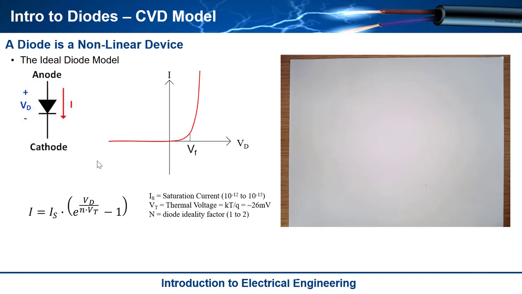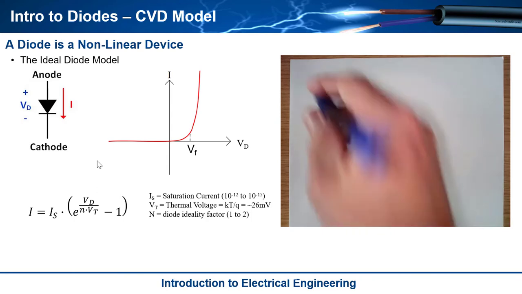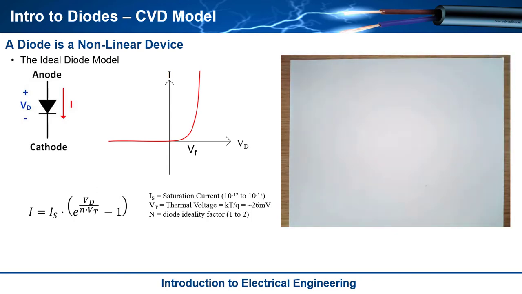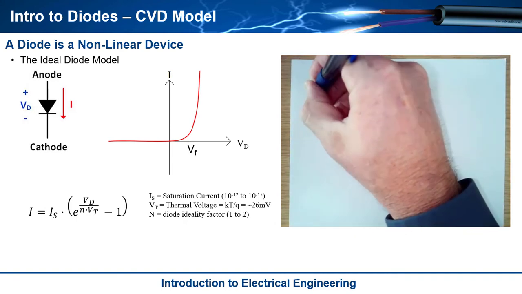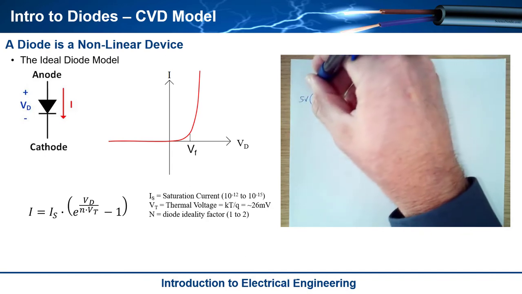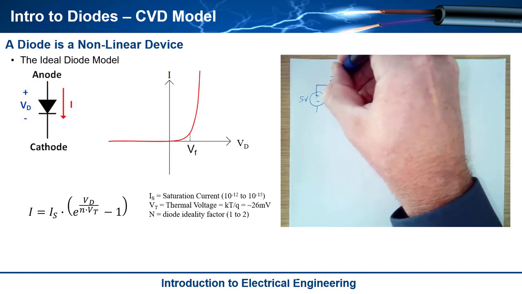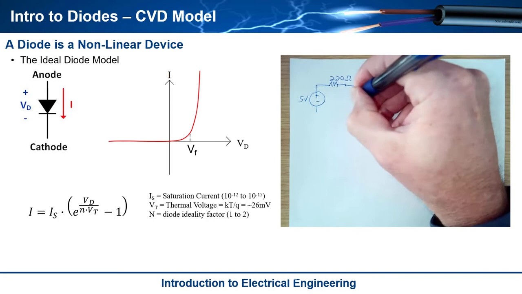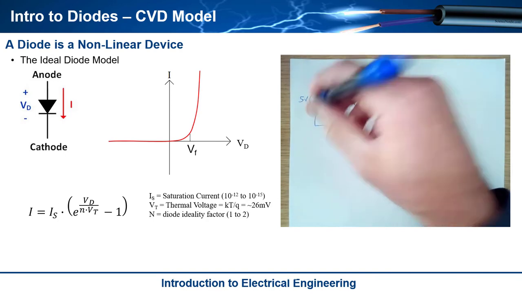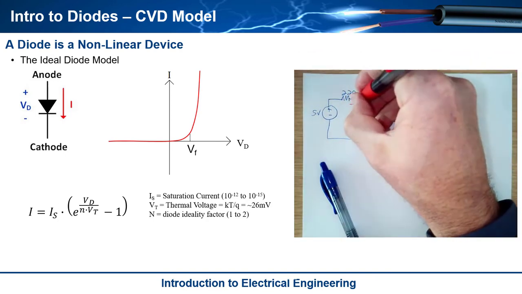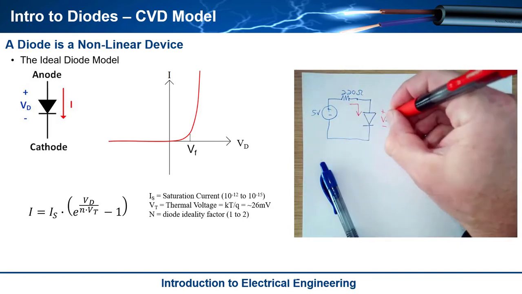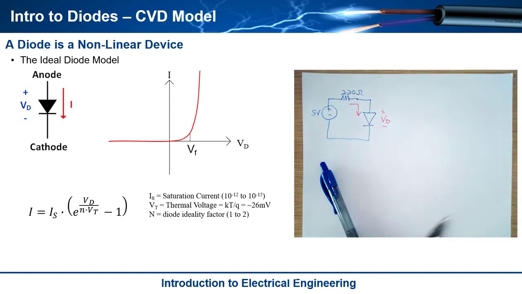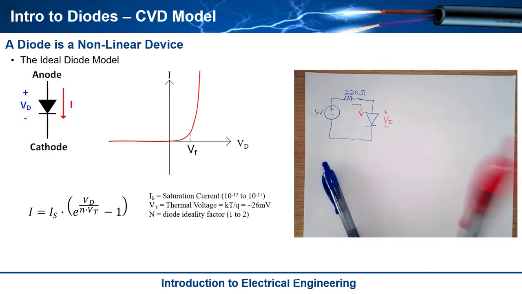Okay, so you've got this equation, and you're like, oh, this is a piece of cake, right? Let's do some circuit analysis. We've got all the equations that we need, so let's do a classic, easy example. I've got a 5-volt supply, a 220 ohm resistor, and then a diode right here, and I'm trying to solve for the current through this thing, or actually, I want to solve for VD. I kind of know this current equation, and they're all related, so this is going to be really easy to do.